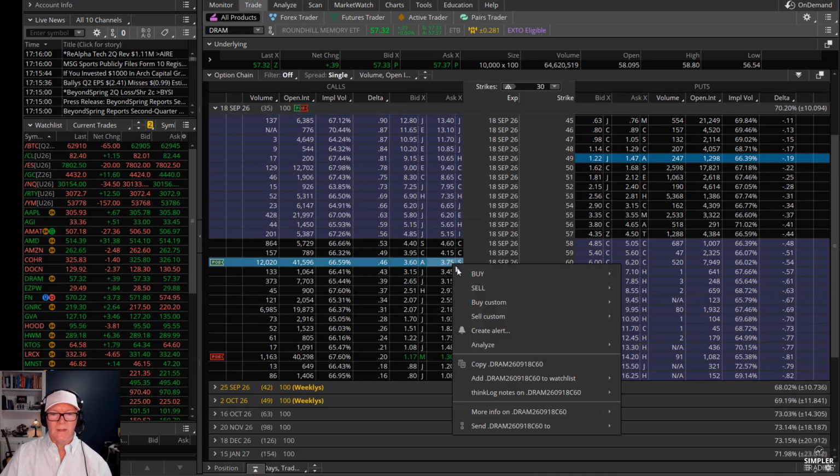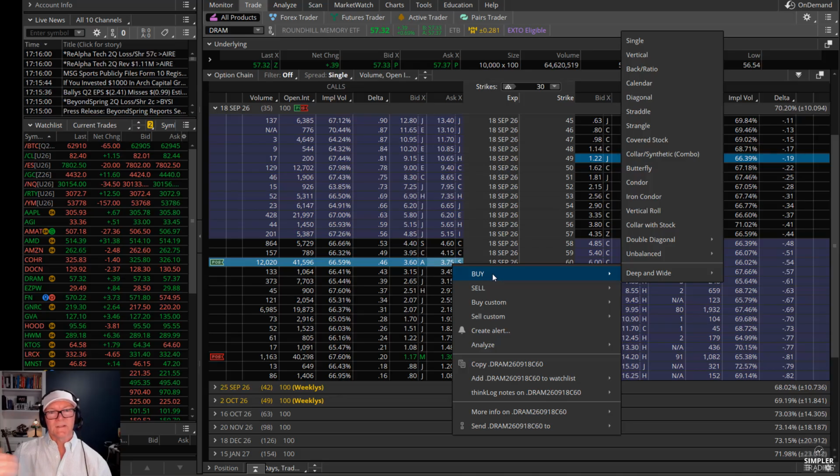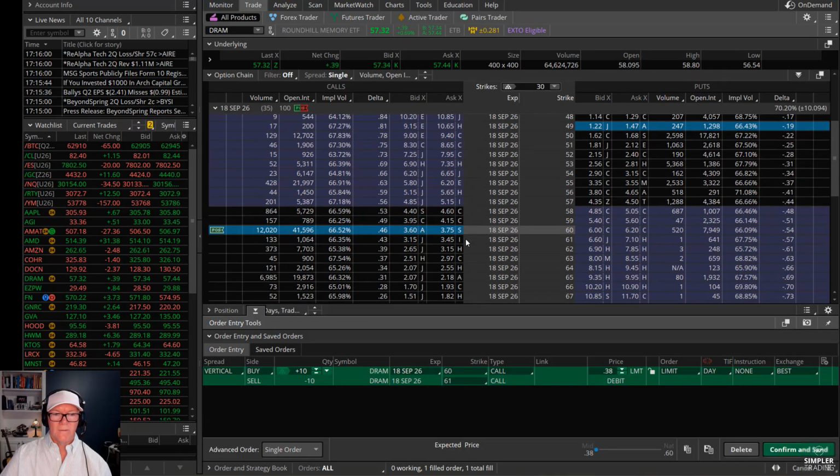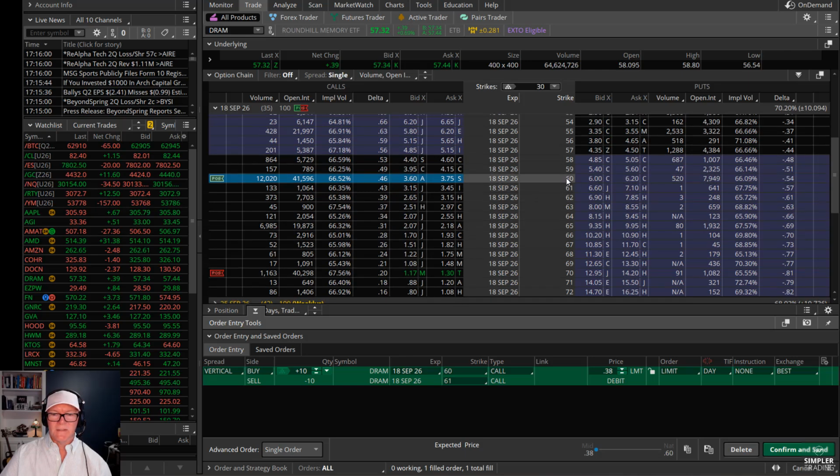If you don't know how to do that, or if you don't want to set it up from an AI platform, it's a vertical spread, right? They're buying the 60s and selling the 70s. So you set plus 10, you buy the 60s, minus 10, right there. You're going to sell the 70s, $2.44.